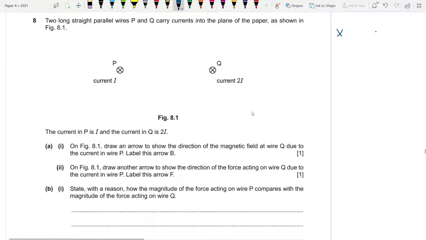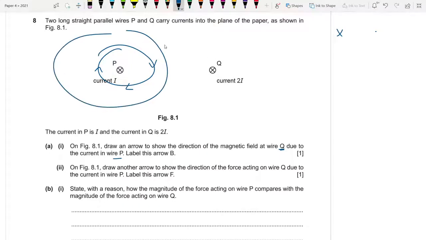On figure 8.1, draw an arrow to show the direction of the magnetic field at Q due to the current in P. So guys, use your right hand grip rule to find the direction. Your thumb should point into the plane of the paper, and you should get field lines like this. What do these mean? Clockwise field lines. They want the direction of the magnetic field at Q, which is just a location, due to P. So it's due to the wire, and I'm giving priority to P. The field lines are like this then.